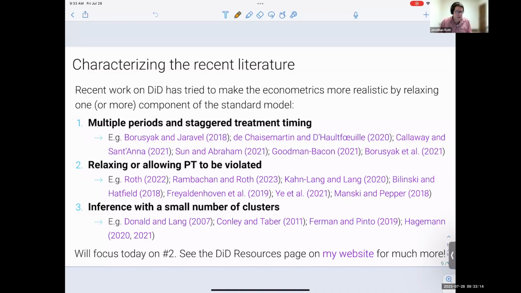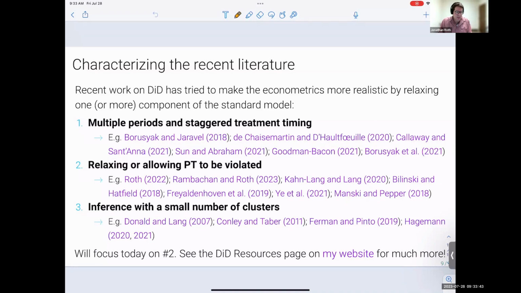And then there's been a second strand of literature, which is going to be my focus today, which is on relaxing the parallel trends assumption or allowing the parallel trends assumption to be violated, and thinking about what we can learn if we're willing to allow for some violations of parallel trends. So how well can we test, does parallel trends seem to hold approximately in the setting? And how can we account for certain violations of parallel trends? So that's going to be my focus today.